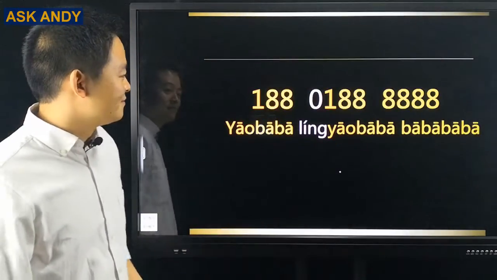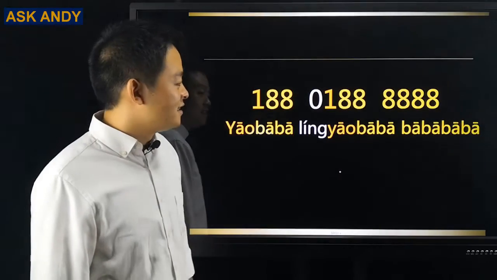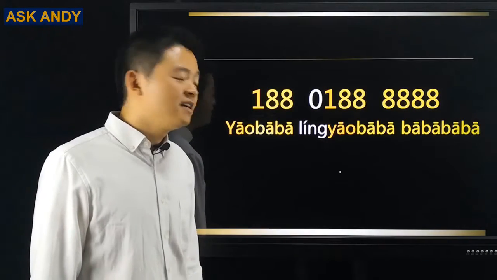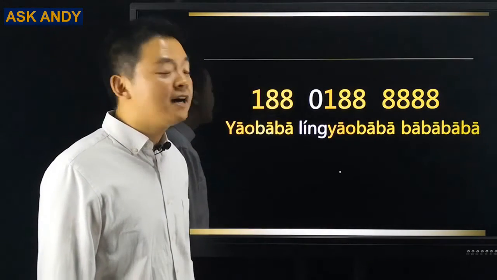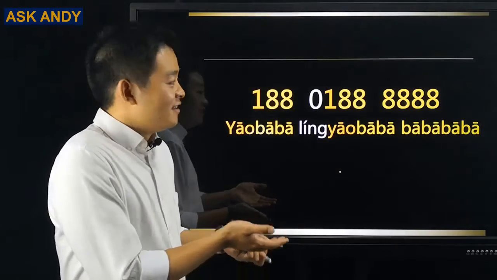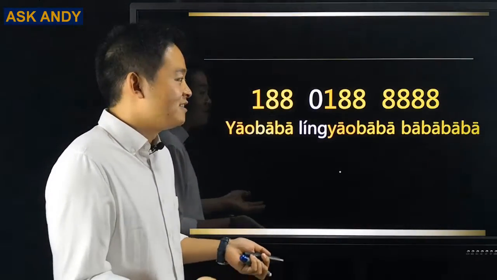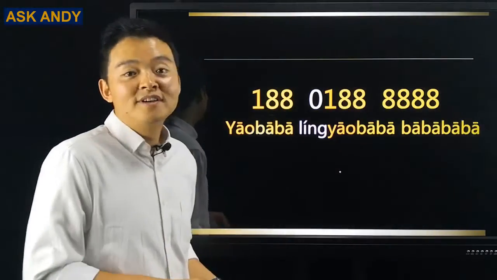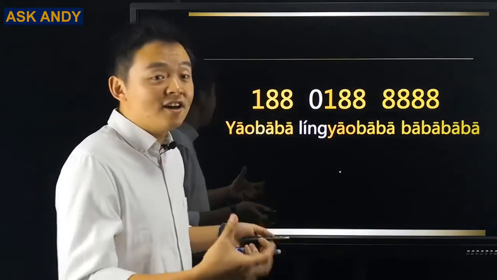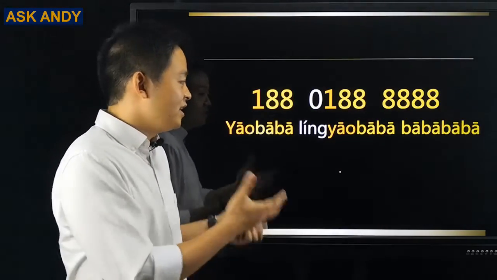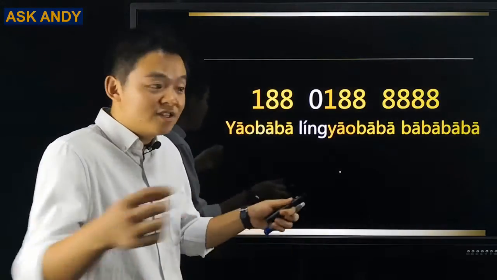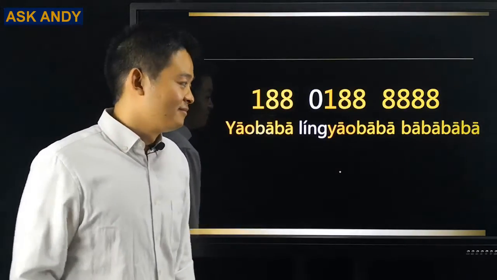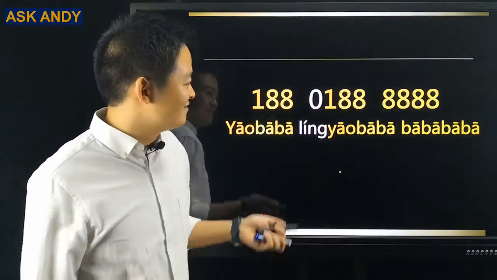Let's see another one. So this one, 188 0188 8888. What about this one? I think you need to pay around 100,000 or even 1 million RMB to have this number. Why? Because it has a lot of number 8. This is really expensive. There may be another auction and lots of people rush to pay to get this number. So why? I'm going to explain it in the cultural tips.